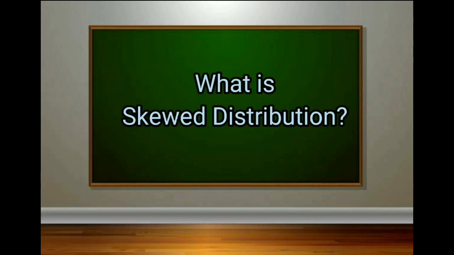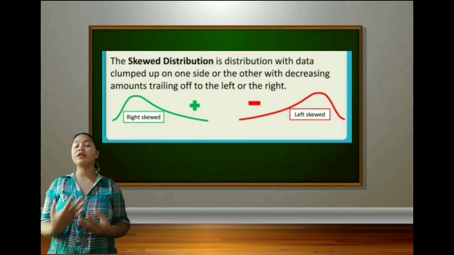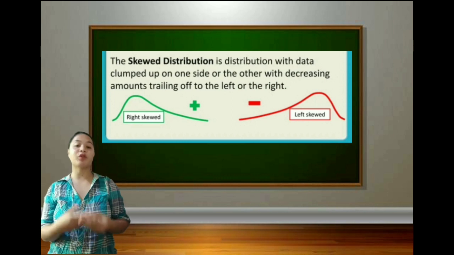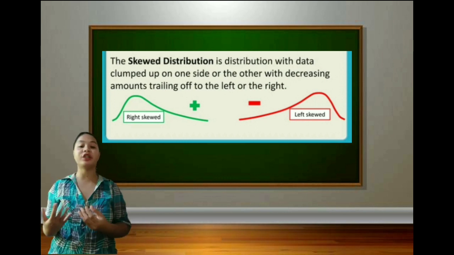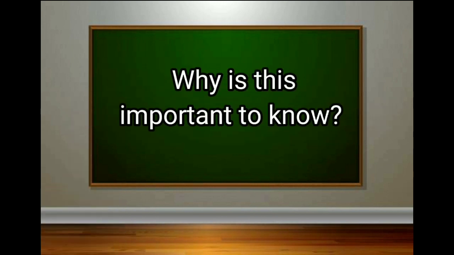What is skewed distribution? Skewed distribution is a distribution with data clumped on one side or the other, with decreasing amounts trailing off to the left and the right. Why is this important to know?